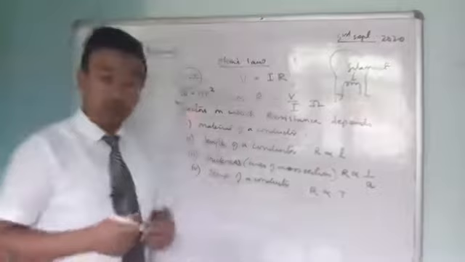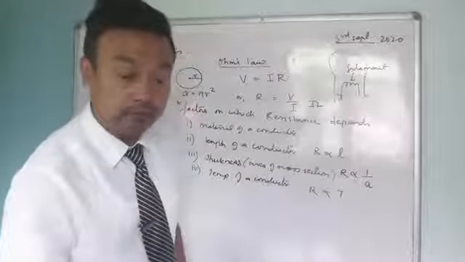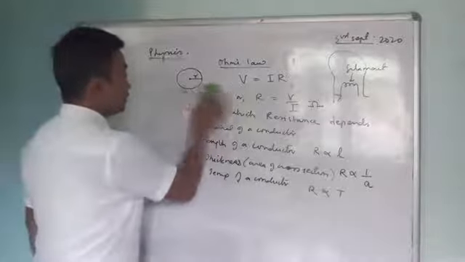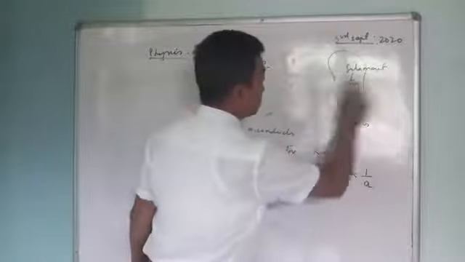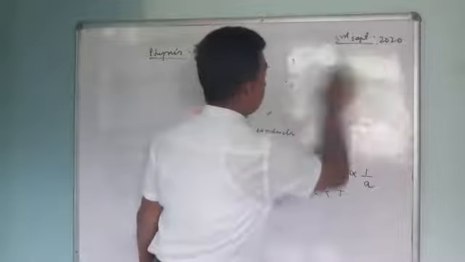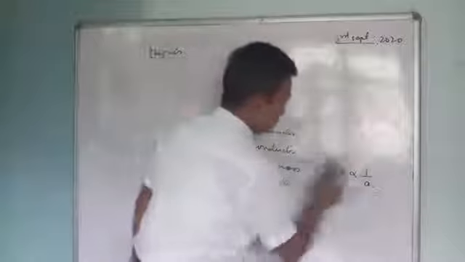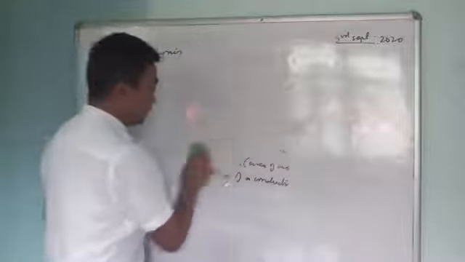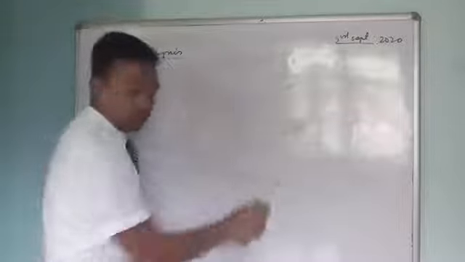Okay, so now from these factors we will get another term that is very, very important. That term is called the specific resistance of a wire, or simply we can call it resistivity. Okay, so let us learn that term today. The specific resistance of a wire.